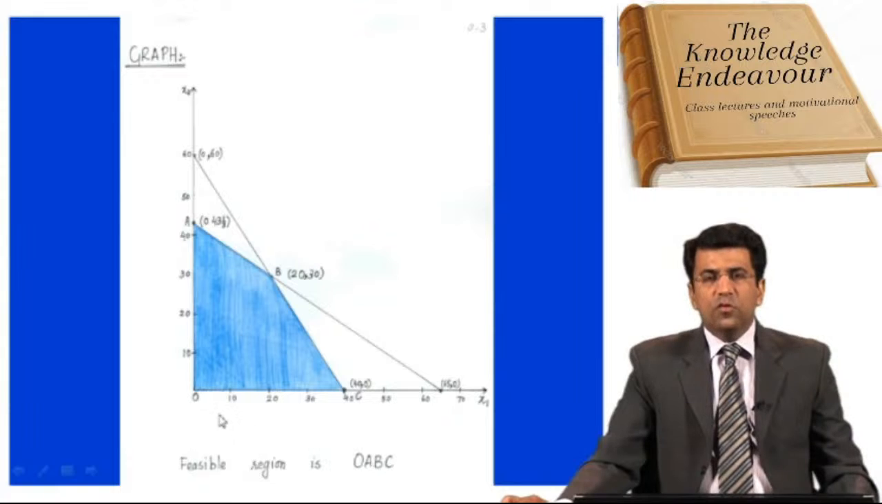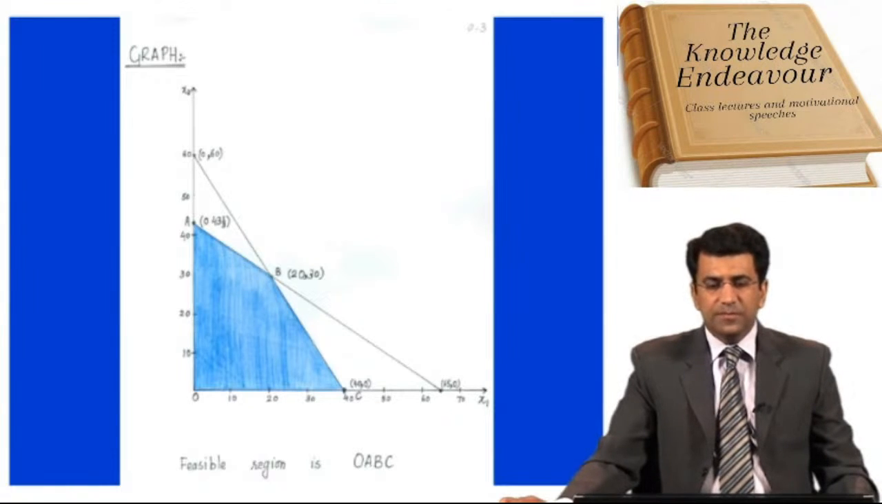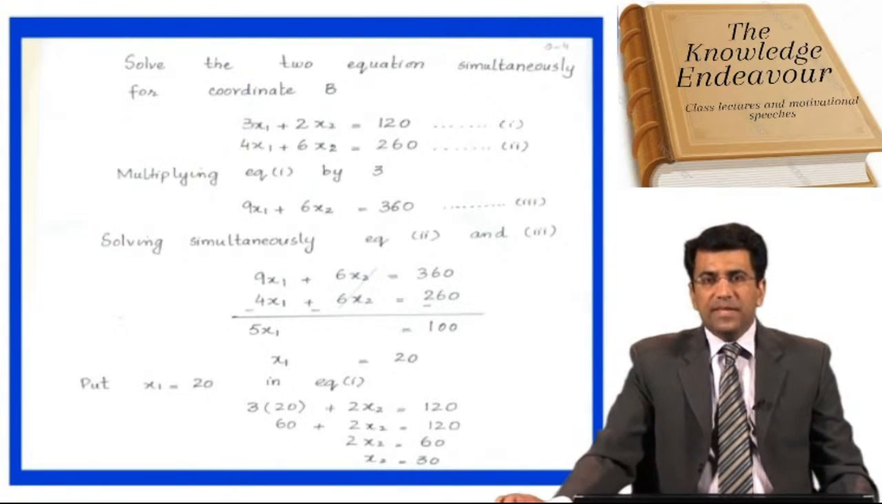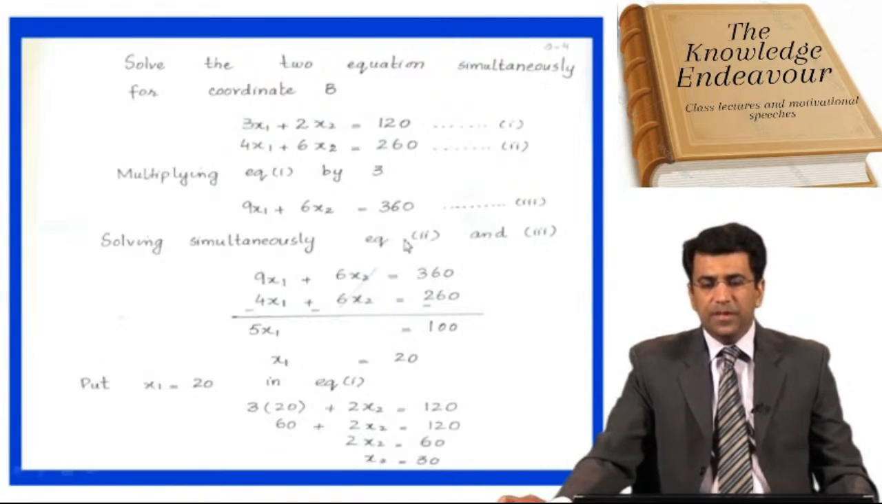The values of the x coordinate and y coordinate of these particular points, that is O, A and C, are already known, but the value of B is not known at this particular stage. But we can calculate it by using the simultaneous solution method of linear equations. So let's calculate the coordinates of that point of intersection, that is the point B.